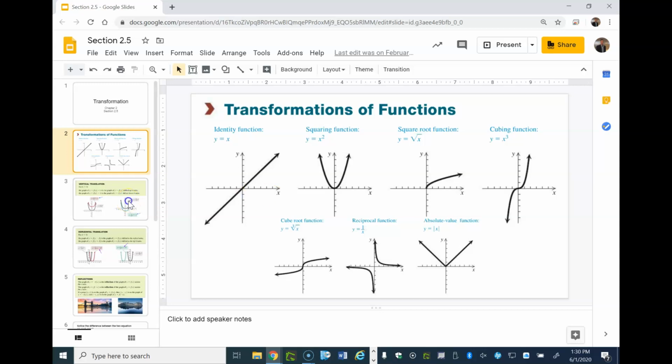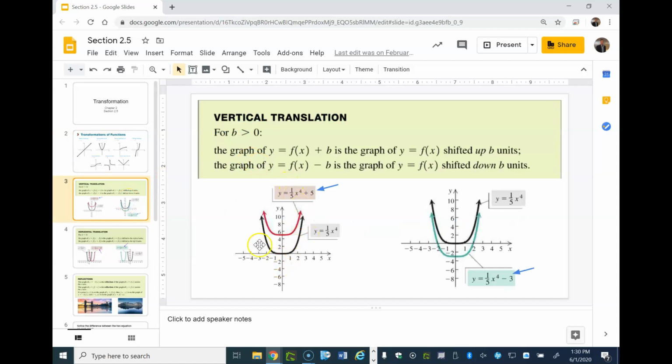So here are a few examples. The black one always shows the original function, which is noted in gray here. So y equals 1/5 x to the fourth. And notice that it shifted up how many spots? 1, 2, 3, 4, 5. And it shifted up for the red, it shifted up 5.